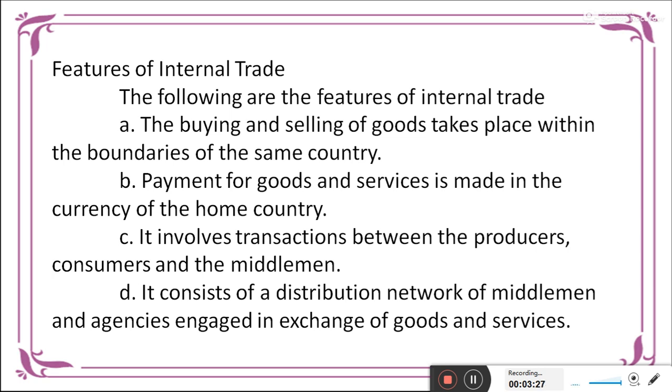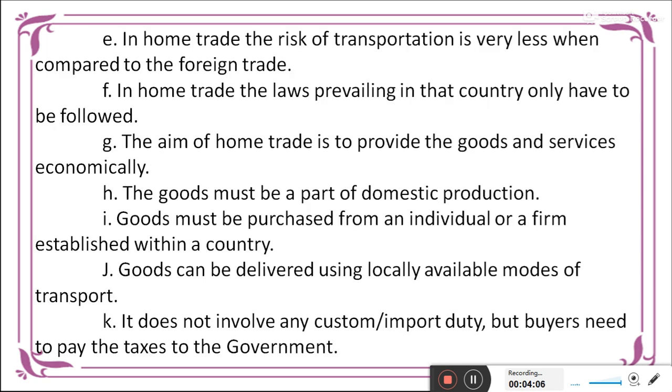Buying and selling of goods take place within the boundaries of the same country. The payment for goods and services is made in the currency of the home country. It involves transactions between producers, consumers and middlemen. It contains a distribution network of middlemen and agencies engaged in the exchange of goods and services. These are the features of internal trade.